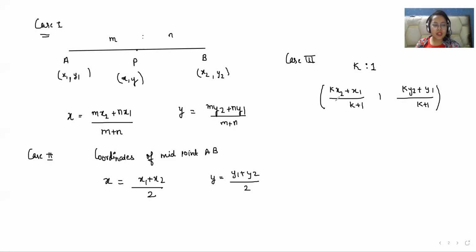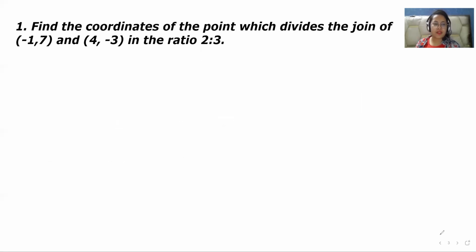Now we have discussed 3 cases. Now we learn how to apply these cases in questions. So let's start with the first question. Find the coordinates of the point which divides the join of (-1, 7) and (4, -3) in the ratio 2:3.